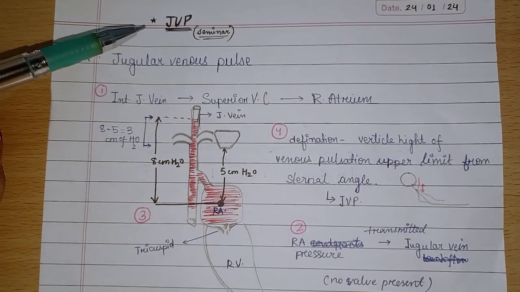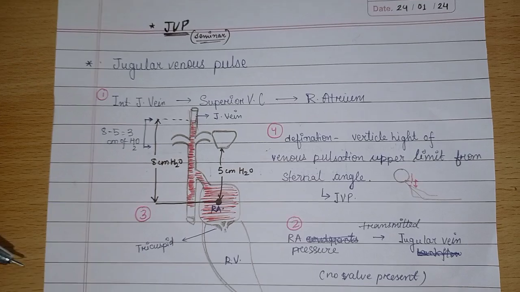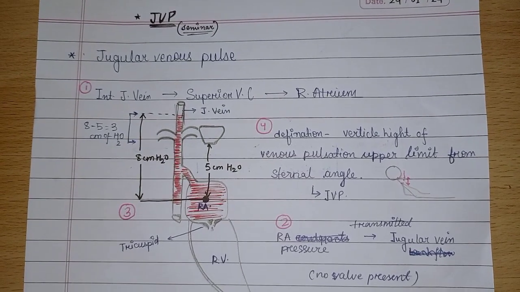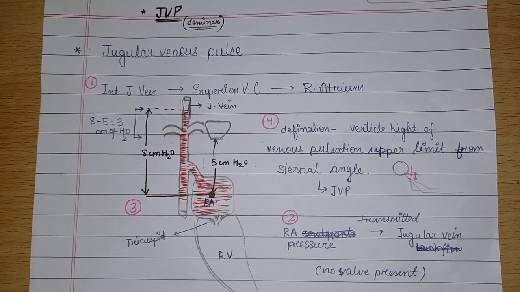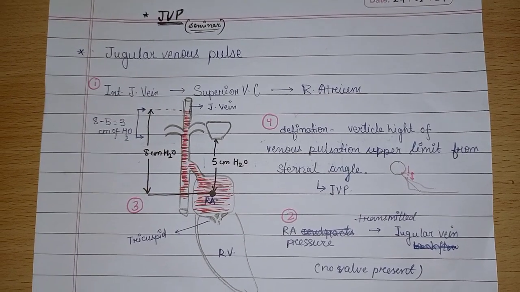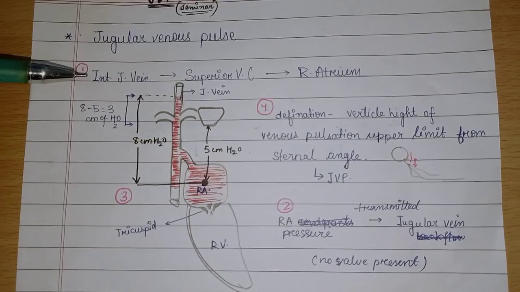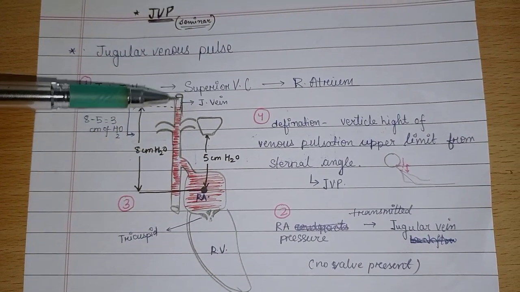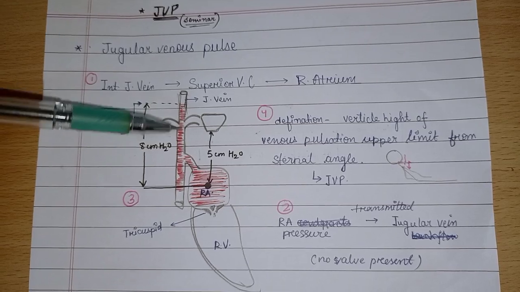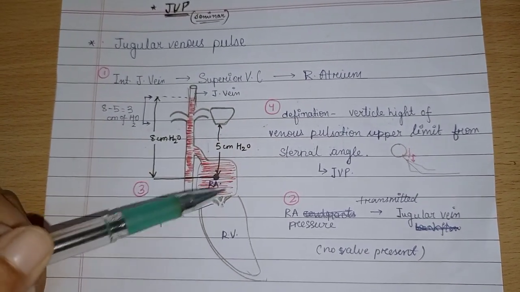Let's discuss JVP today. JVP is jugular venous pulse. This topic, particularly, I felt it's tough to understand, but after understanding it, it was not that tough. So, let's discuss. First, the internal jugular vein opens into the superior vena cava. This is my internal jugular vein, which opens into the superior vena cava, which further opens into the right atrium.